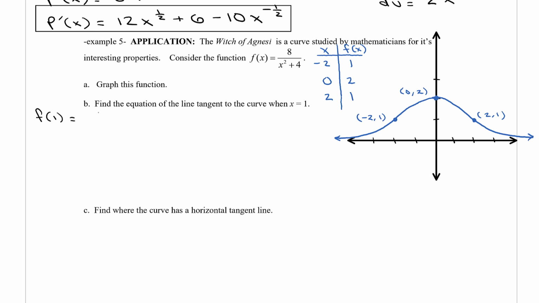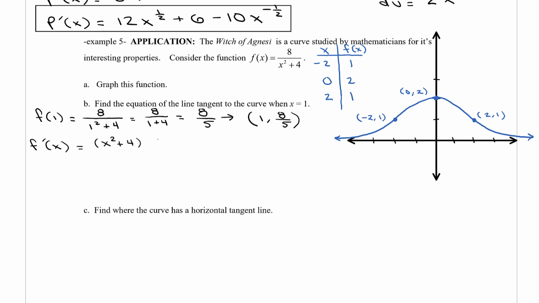B. Find the equation of the line tangent to the curve when x is equal to 1. F of 1 equals 8 divided by 1 squared plus 4, which is equal to 8 over 1 plus 4, which equals 8/5. I've drawn an arrow pointing to the right, and I have written this as an ordered pair, 1, 8/5.